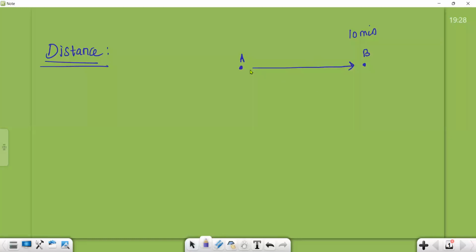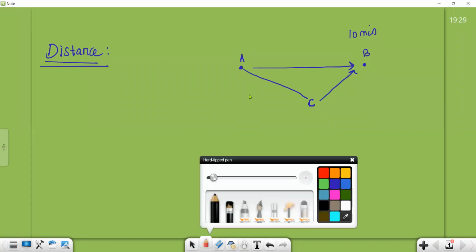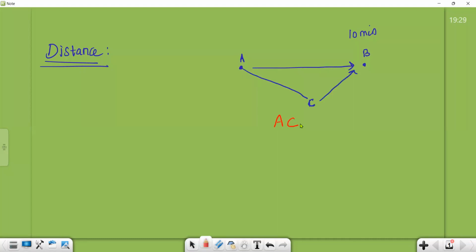Suppose I have to reach B, but I traveled from A to C and then I reached B. Now the distance will be, students, from A, C, B. This is the distance traveled. In the first case, from A to B, A to B is displacement and A to C to B is distance.